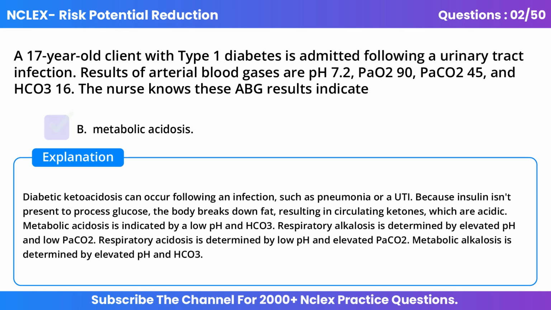Diabetic ketoacidosis can occur following an infection, such as pneumonia or a UTI. Because insulin isn't present to process glucose, the body breaks down fat, resulting in circulating ketones, which are acidic. Metabolic acidosis is indicated by a low pH and HCO3. Respiratory alkalosis is determined by elevated pH and low PaCO2. Respiratory acidosis is determined by low pH and elevated PaCO2. Metabolic alkalosis is determined by elevated pH and HCO3.